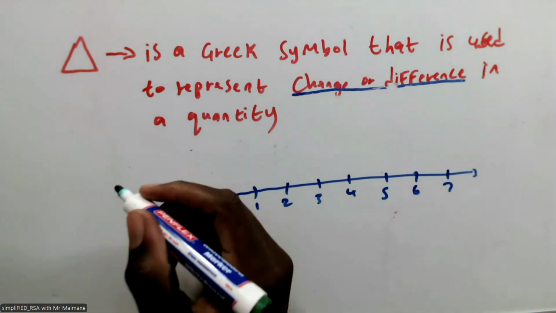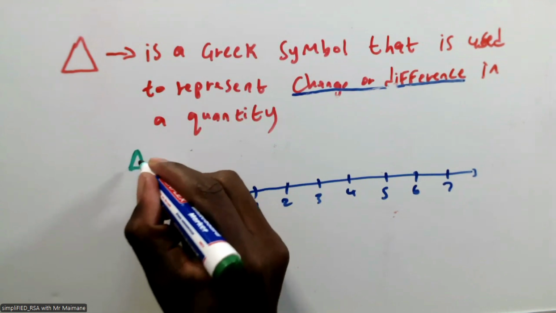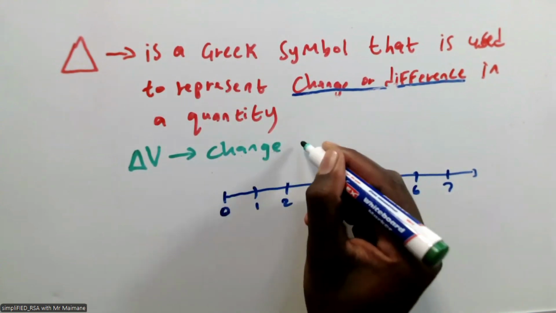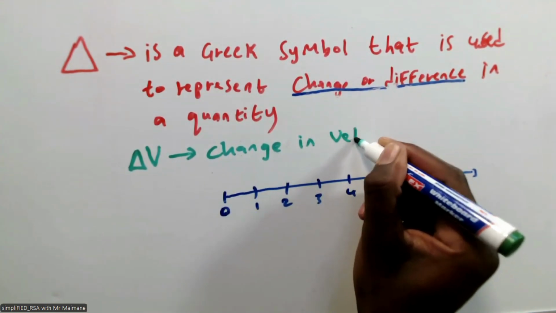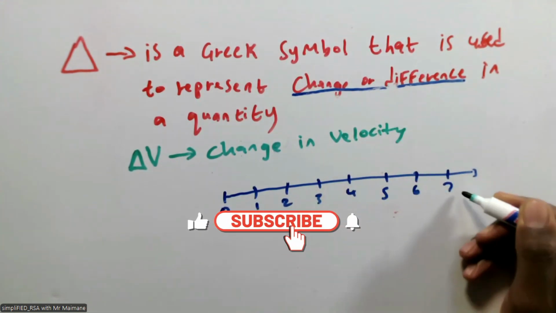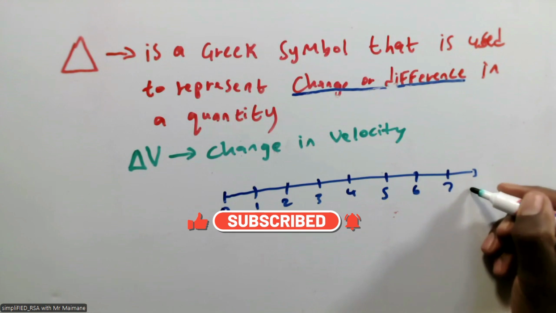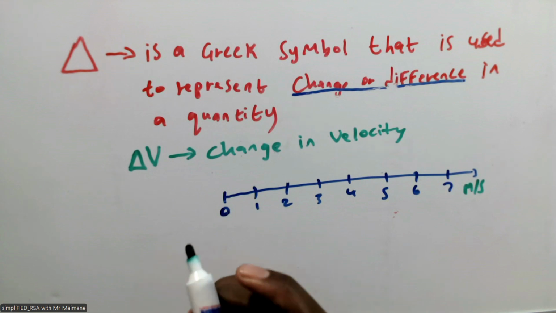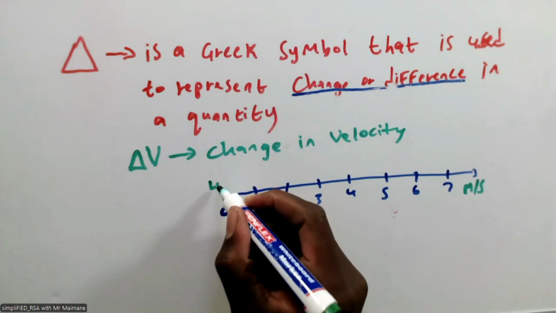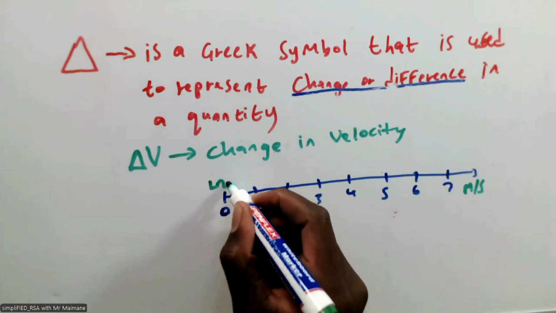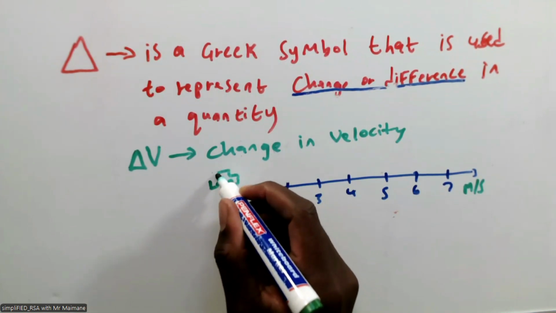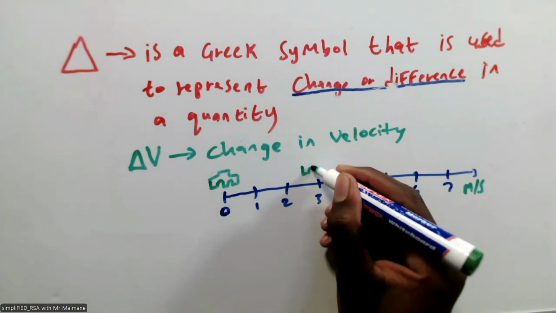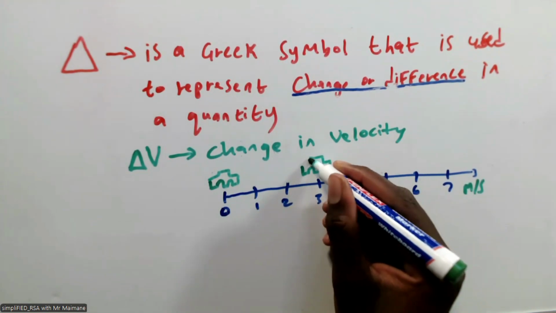Okay, furthermore, let's have another example. Suppose we have change in velocity. This represents change in velocity. And we know that, suppose our number line represents velocity, the SI unit for velocity is meters per second. So suppose a car moves from rest and then it catches up to a velocity of 3 meters per second.